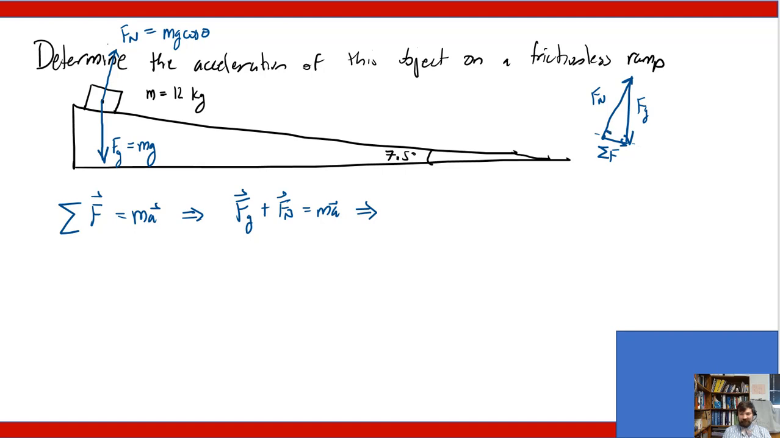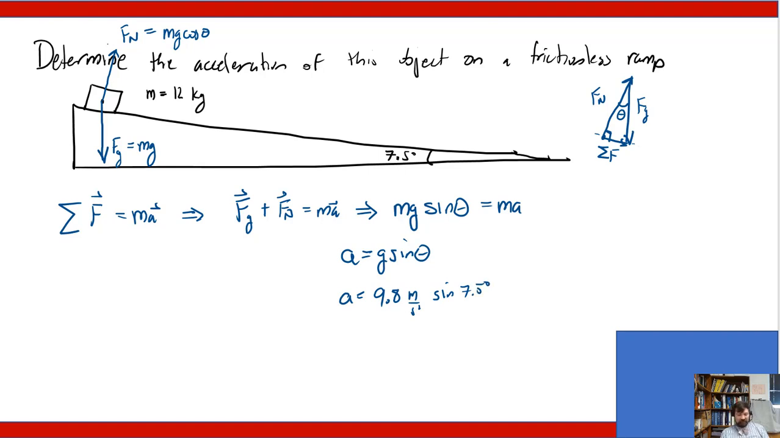It turns out that these two right here make a right angle, and so if this angle right here is theta, then this one goes with cosine and this one goes with sine of theta. So what you end up getting is m times g times sine of theta is m times a, and therefore a is g sine theta, or in other words 9.8 meters per second squared times the sine of 7.5 degrees.